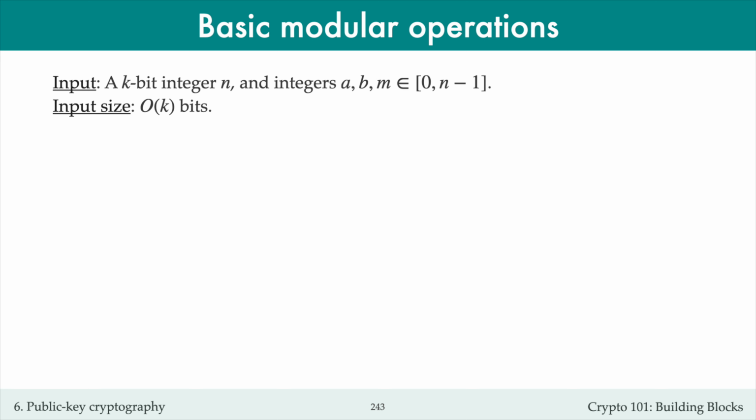Let's now take a look at basic modular operations. The input to these operations is a k-bit modulus n, and integers a, b, and m between 0 and n-1. Since n is k bits long, a, b, and m are also each at most k bits in length. And so the input size is at most 4k bits, or big O of k bits. We'll examine the basic algorithms for addition modulo n, subtraction modulo n, multiplication modulo n, inversion modulo n, and exponentiation modulo n.